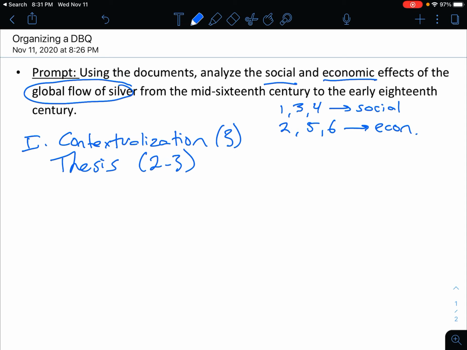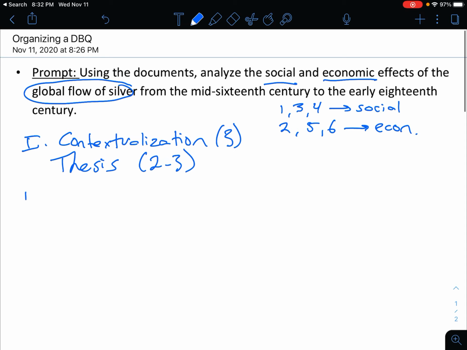a more spread out class system in China, maybe a new lower class in China, and then maybe period, and then maybe that third sentence: one economic effect of the global flow of silver would be the creation of China getting rich because of its silver policies and Spain encountering hyperinflation, period. And that'd be my thesis, right? So I'd have at least one social effect and at least one economic effect, and I would rephrase the prompt. So that would be my thesis.